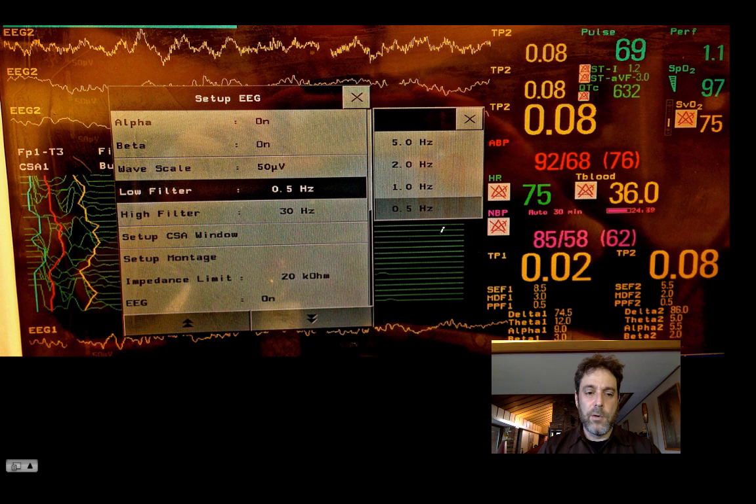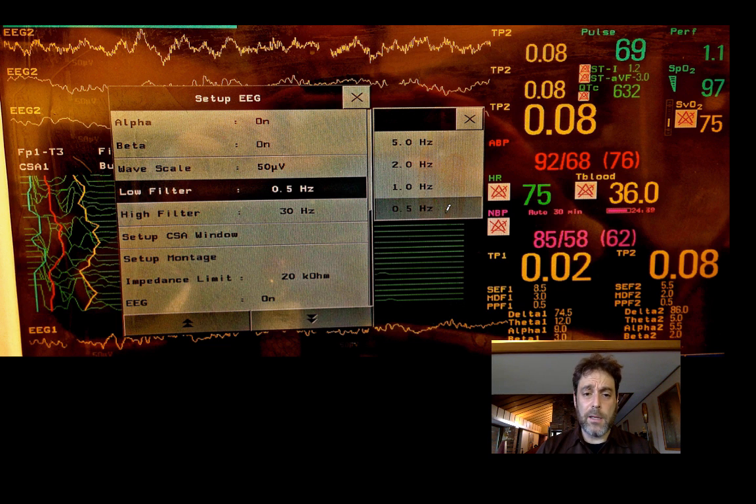Here is an example of setting the filters. So the low filter, either turn it off or use a low setting, like 0.5 hertz, so that the useful low frequency delta waves are not filtered out or attenuated.